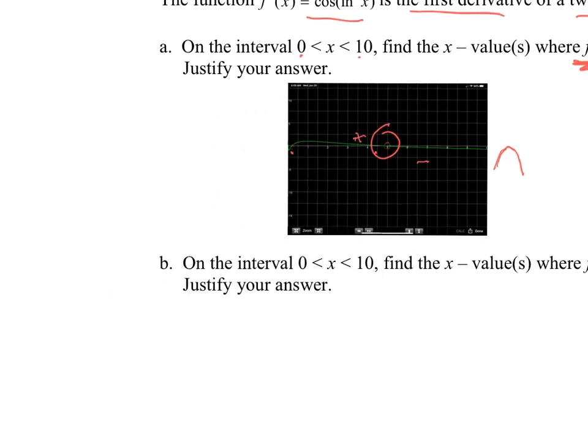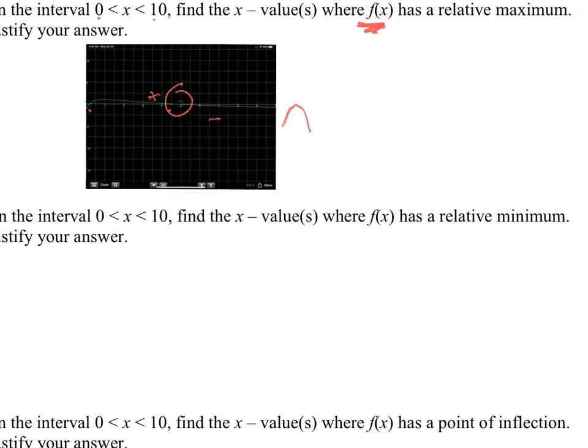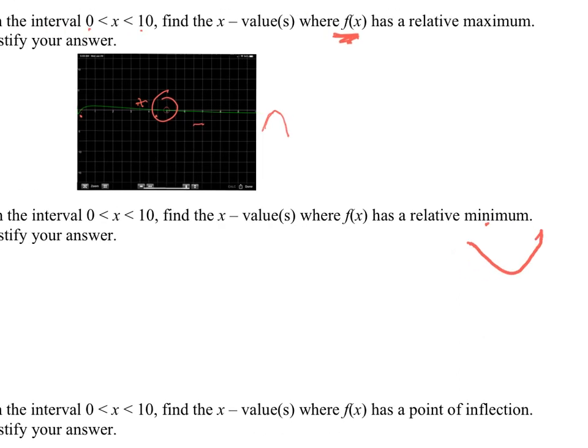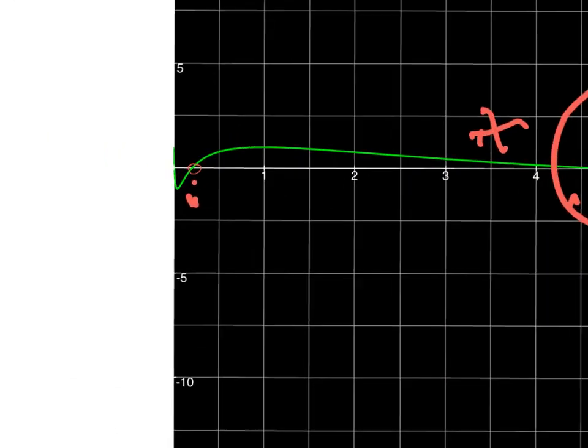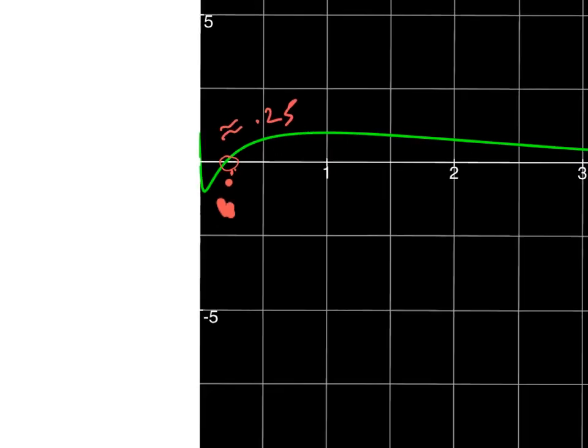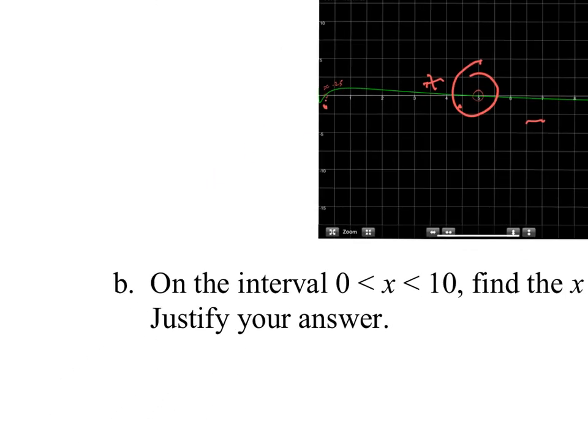You verify it, please. On the same interval, find where there's a relative minimum. That meant the derivative was less than 0 to the derivative, the slope is positive. So that's this one over here. If I was betting, I would say it's around 0.25. You find it. Use your calculator. You find it.